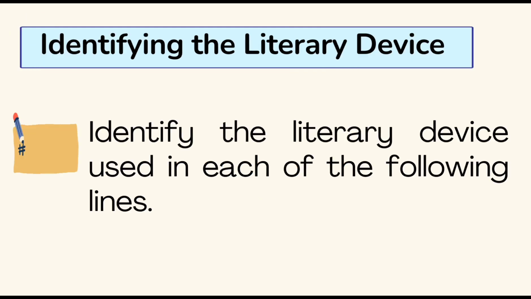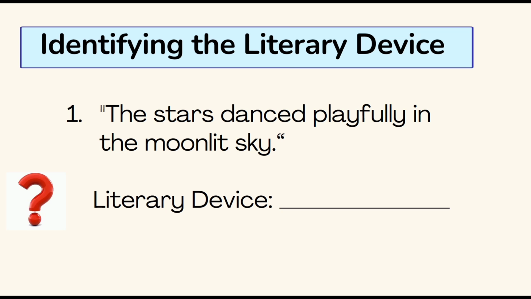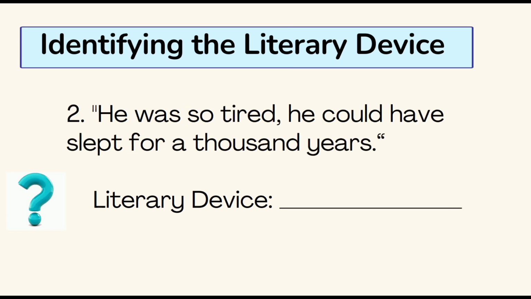Did you learn something about the different literary devices used in poetry? Let us see. Accomplish this activity on identifying the literary device. Number 1. The stars dance playfully in the moonlit sky. What literary device is used in this line? Number 2. He was so tired, he could have slept for 1,000 years. What literary device is used in this line?